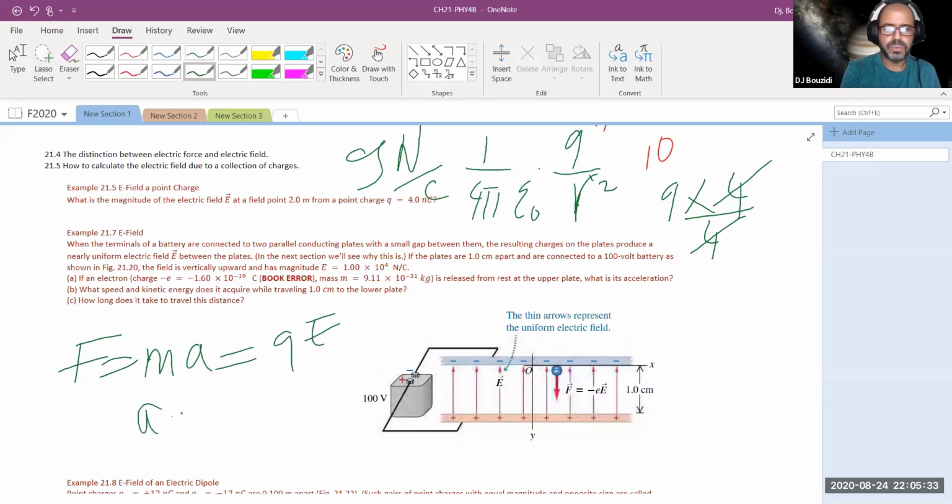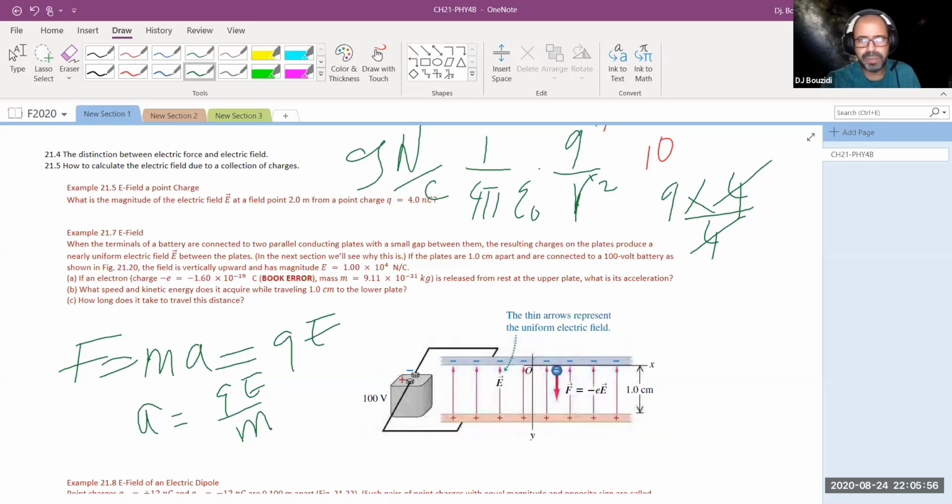So from here, we're going to find the acceleration. We have Q, which is 1.6 times 10 to the negative 19. We have E, which is 10 to the power 4, divided by M, and M is 10 to the negative 31 kilogram. It's going to be a big acceleration.